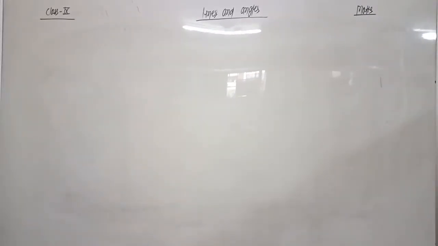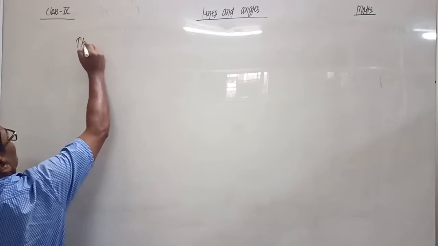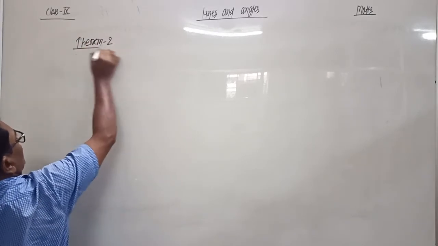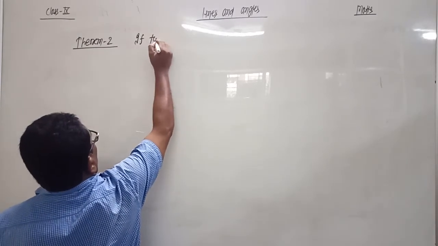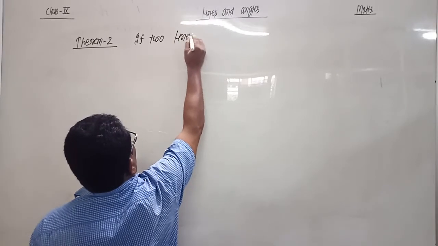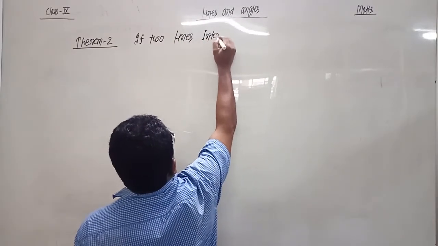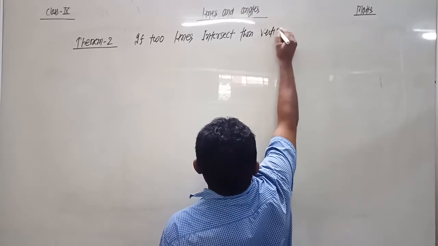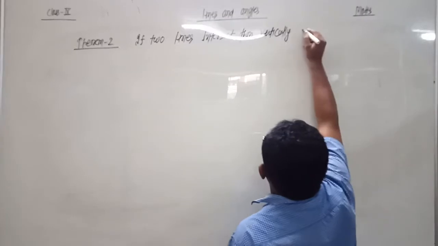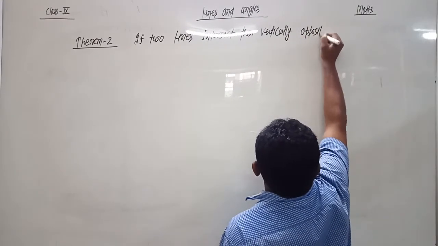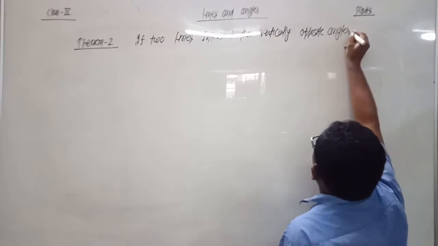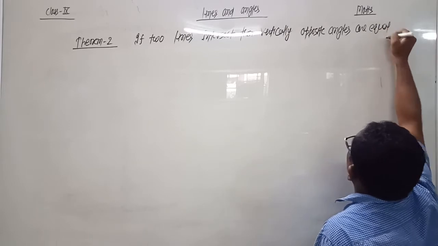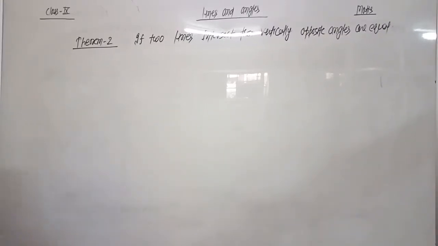Theorem 2. If two lines intersect, then vertically opposite angles are equal.